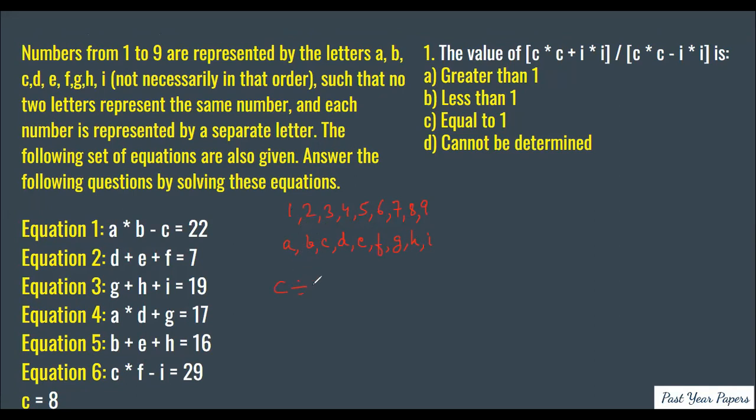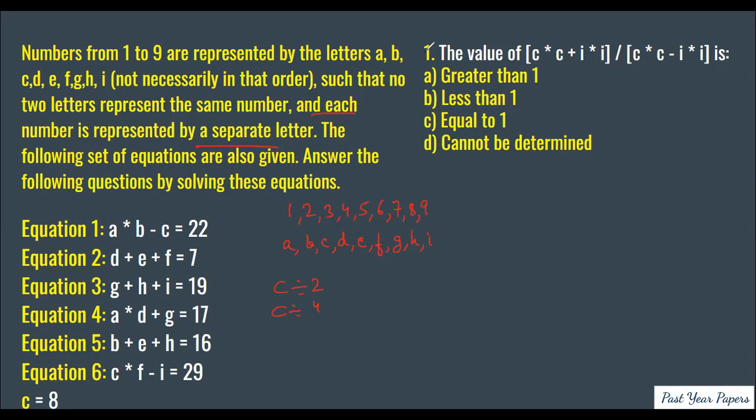C cannot be for 2 and C cannot be for 4 at the same time. C either can be for 2 or C can be for 4. It cannot be for two numbers. That is meant by this line. Further, the following set of equations are also given. Answer the following questions by solving these equations. So we are given some equations as well. We need to solve these equations and answer the questions given to us.